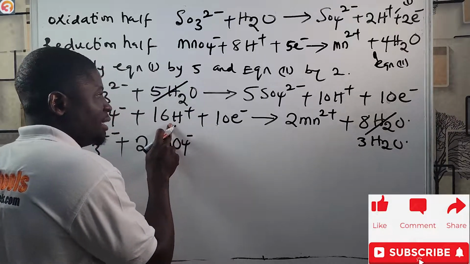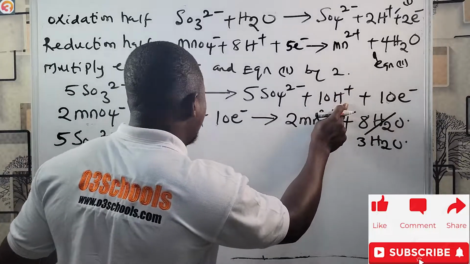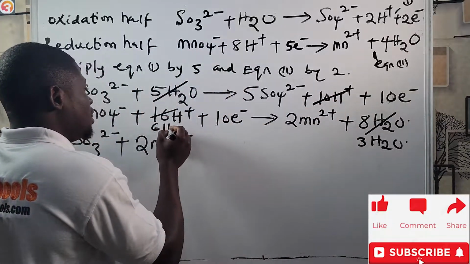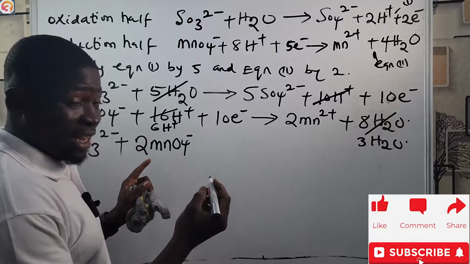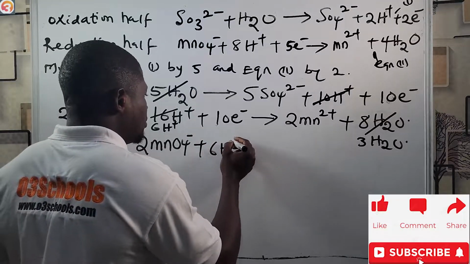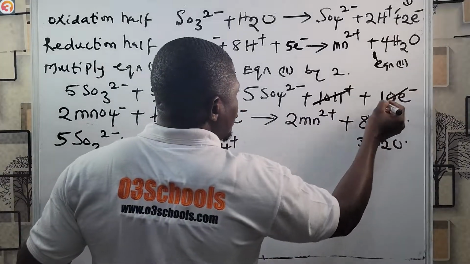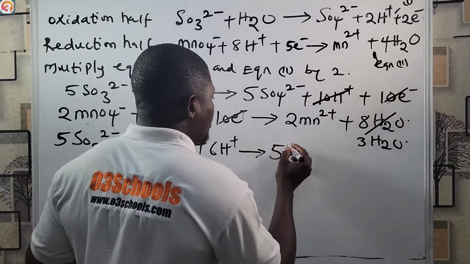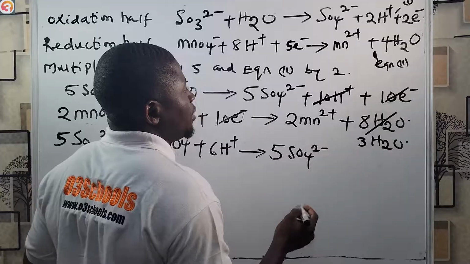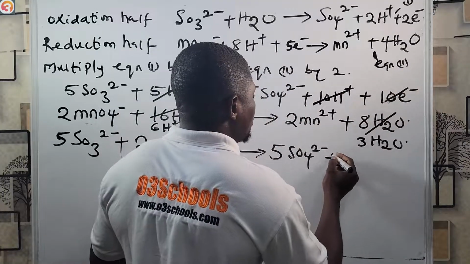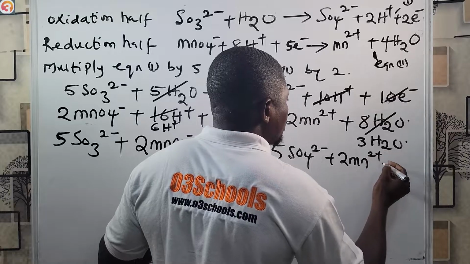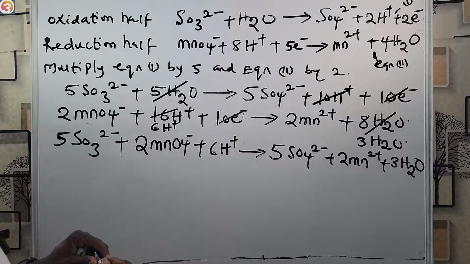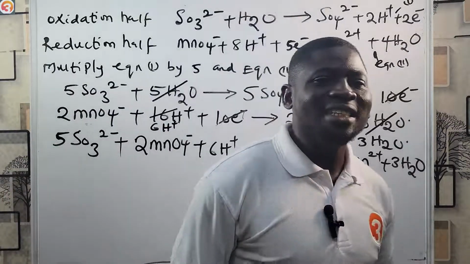Now we have 16H plus here and 10H plus here. If we cancel this, 6H plus will remain, so plus 6H plus. Now 10 electrons will cancel 10 electrons. That one is gone. So I'm going to have 5SO4 2 minus, then plus 2Mn2 plus, then plus 3H2O. As you can see, this is our balanced equation in the acidic aqueous solution.